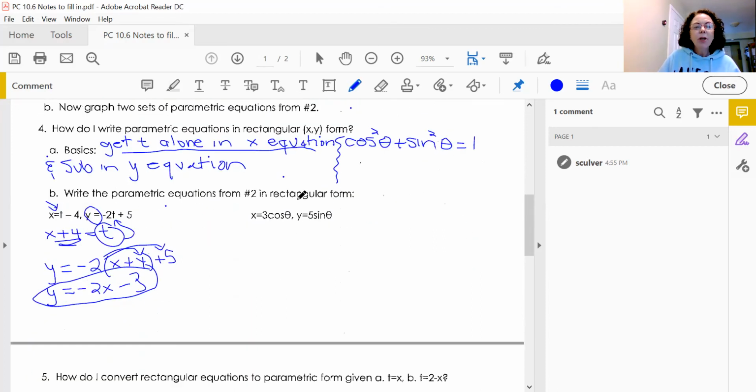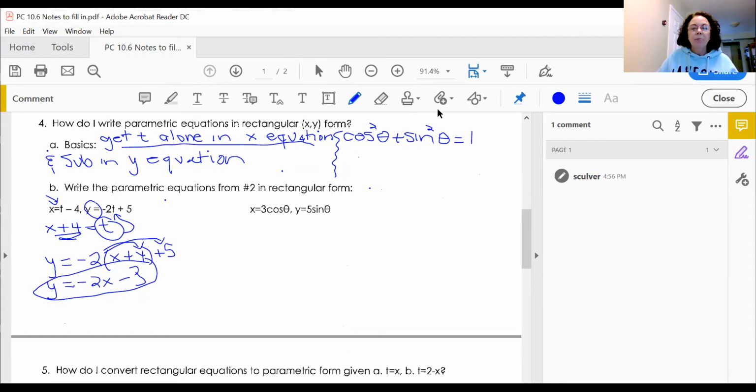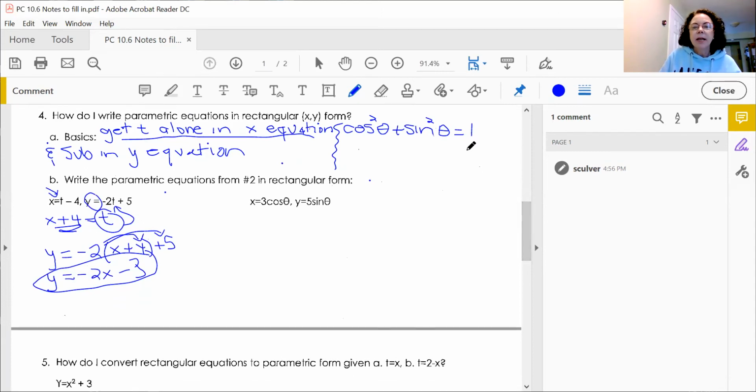Okay, what are we going to do to turn this set of parametric equations into just having x's and y's? Here's what we're going to do. We are going to use cosine squared plus sine squared equals 1. Okay, so let's take a look here, right? So the first thing I need to do is I need cosine alone and I need sine alone. So I'm going to divide both sides by 3 for my x equation. That's a 3 there. And I'm going to divide both sides by 5.